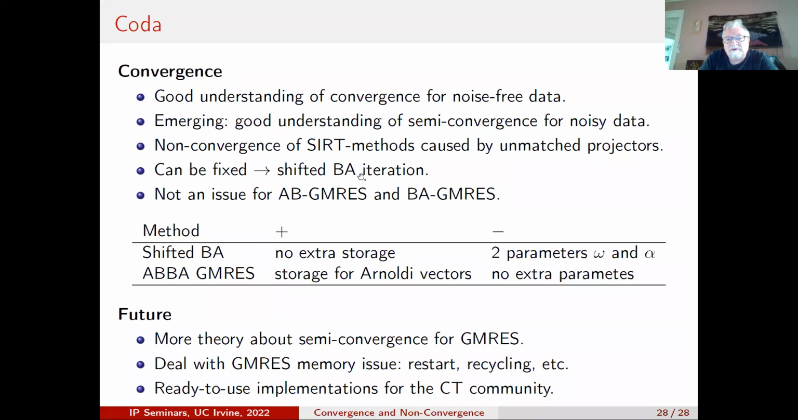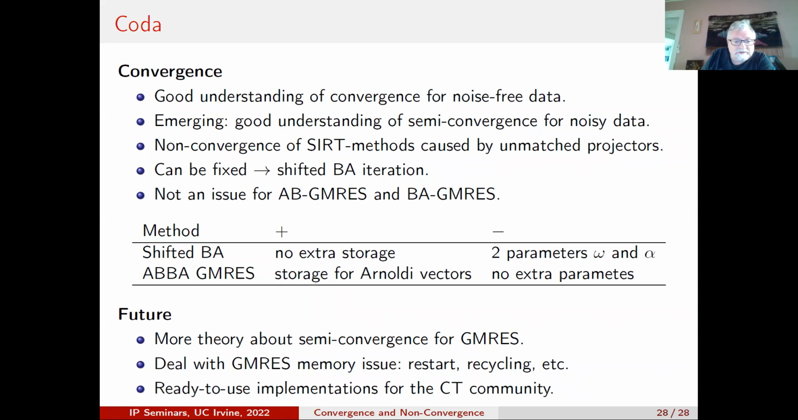Okay, shifted BA iterations, very simple to implement. There's no need for extra storage, so that's wonderful, but you do need to determine two parameters, and they have to satisfy certain criteria. For the GMRES methods here, well, oh, I should swap those two here. I'm so sorry, they should be swapped. An advantage is that there are no extra parameters. A disadvantage is that you need to store the basis vectors for your Krylov subspace, or you may actually use a restarted GMRES. Okay, so more to look at there, right?